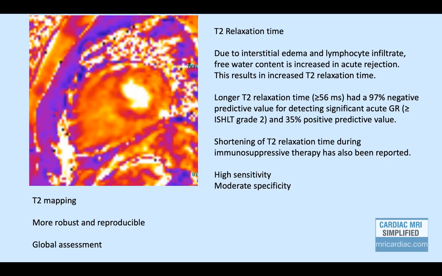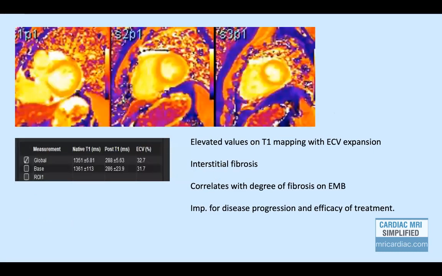More importantly, always do a global assessment, taking T2 weighted images in the base, mid, and apical LV cavity. T1 mapping images with ECV expansion will detect interstitial fibrosis. As you see in this case, ECV was also increased. This interstitial fibrosis correlates with the degree of fibrosis on the endomyocardial biopsy, and it is very important for disease progression and efficacy of treatment.